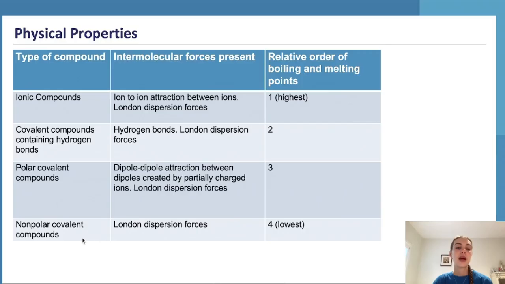Then finally, we've got our non-polar covalent compounds. These don't have any intermolecular forces other than the London dispersion forces, and because the dispersion forces are quite weak, they provide these compounds with the lowest melting and boiling points.